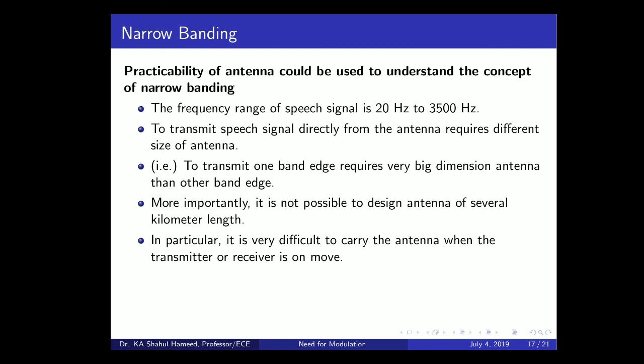Next one is narrowbanding. The practicability of the antenna can be used to understand the concept of narrowbanding. For example, the frequency range of a speech signal is 20 Hz to 3500 Hz. To transmit this speech signal directly from the antenna requires different sizes of antenna, using the relationship that the length of the antenna is directly proportional to lambda. To transmit one band edge requires a very big antenna compared to the other band edge, because a 20 Hz signal requires a very big antenna, and 3500 Hz requires a considerably smaller antenna, but it is also very big in size. More importantly, it is not possible to design an antenna several kilometers long, and it is also very difficult to carry the antenna when the transmitter or receiver is on the move.